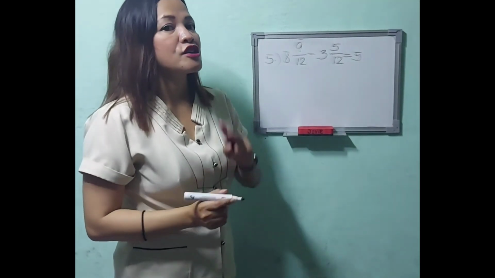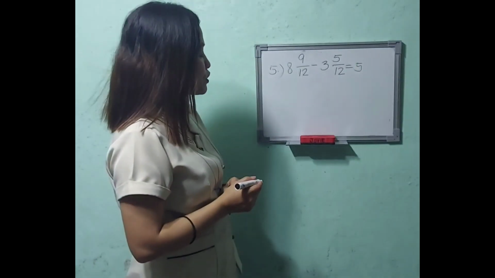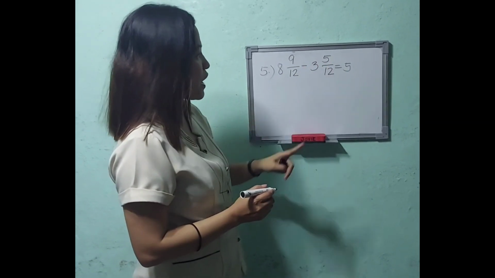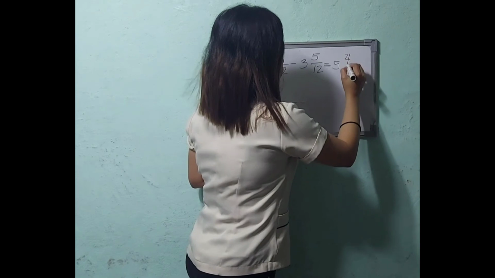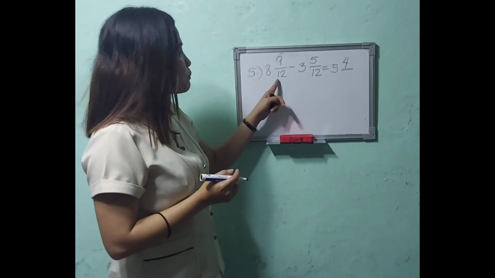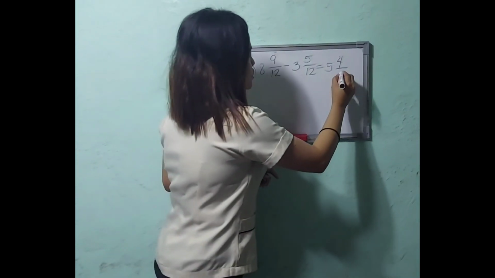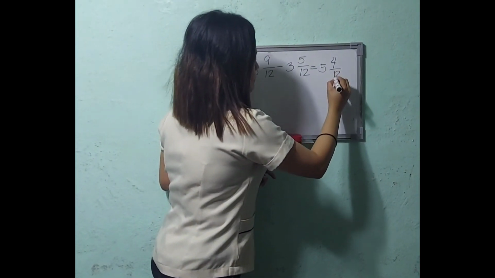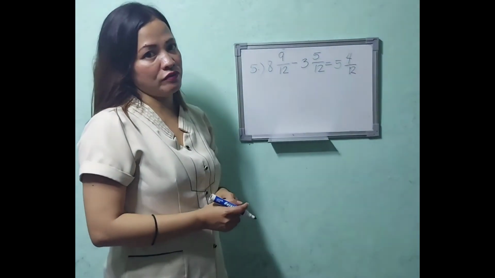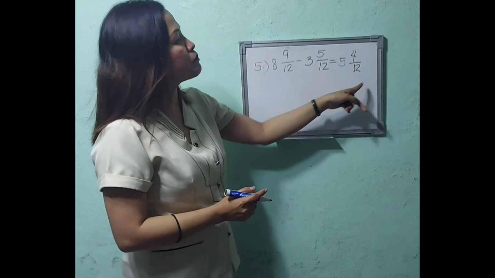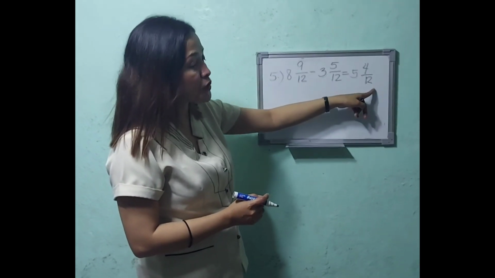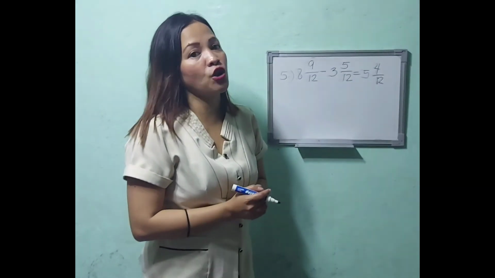Second step, subtract the numerator. Our numerator is 9 and 5. So we have 9 minus 5. The answer is 4. And for our third step, copy the denominator, which is 12. Our answer is 5 and 4/12. Okay, this is already a mixed number. But, if we examine 4/12, pwede pa natin itong i-lowest term.